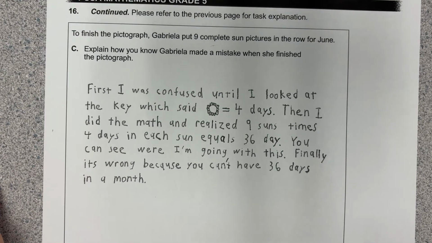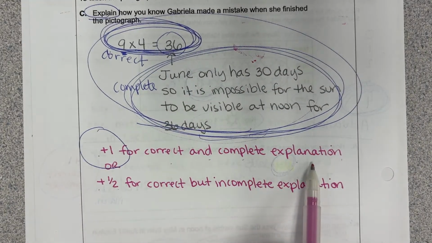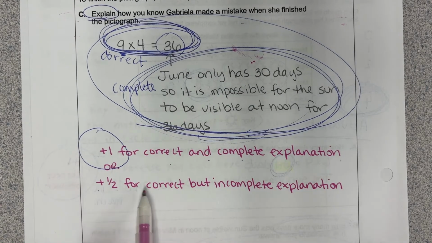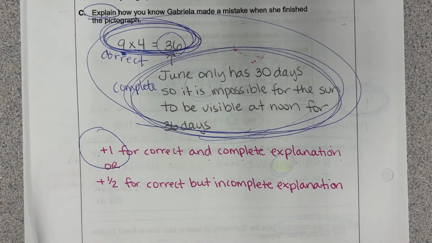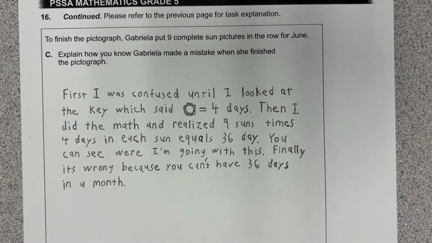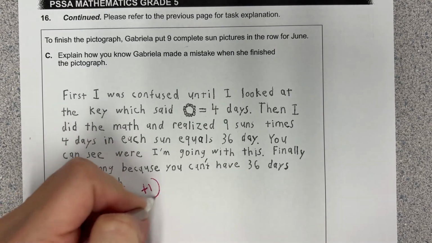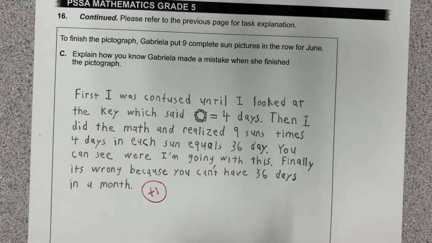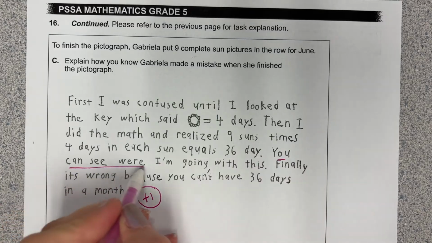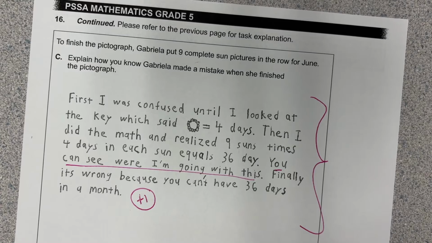Pause me, score it. Remember, this one was +1 if they have a correct and complete explanation, plus a ½ for a correct but incomplete explanation, and then anything else would be +0. Okay, we're back. I gave them a full point. I loved this answer. I loved this part. You can see where I'm going with this. I love how this person's like talking to me, like we're having a conversation.